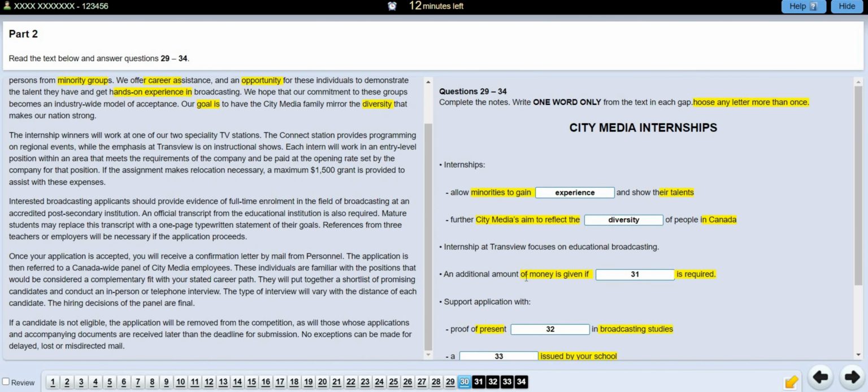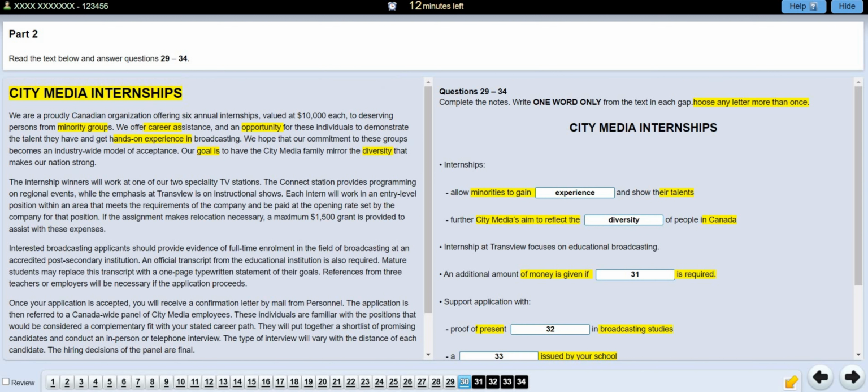An additional amount of money is given if, okay. Then tertiary winners will work at one of our two specialty musicians. Each intern will work on the entry level and will be paid the opening rate set by the company. If the assignment makes the relocation necessary, a maximum amount is provided with the assessment expenses. An additional amount of money is given if what is required.